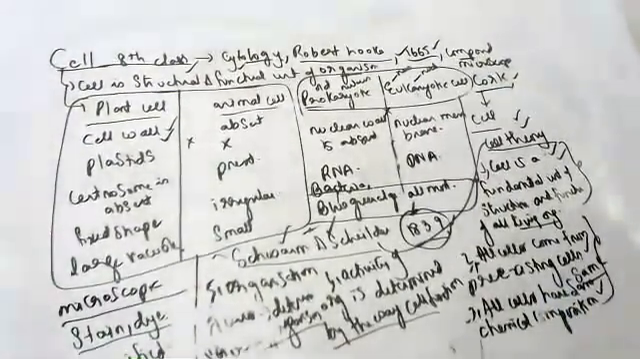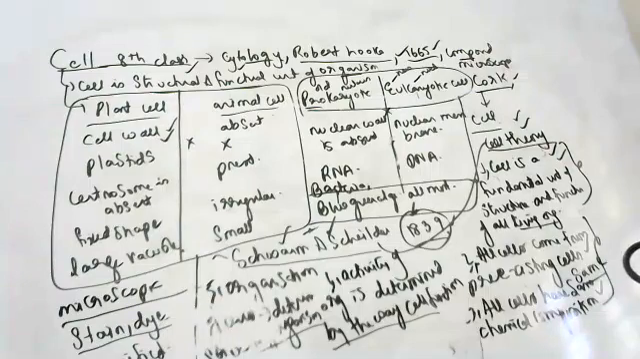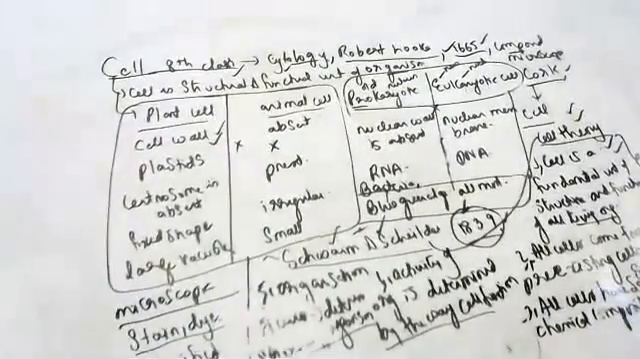Just one second, children. If you didn't copy, please keep copying, or I am sending the picture for you. Cell theory is very important, children. Who proposed cell theory? Schwann and Schleiden, two German scientists, proposed cell theory, children.